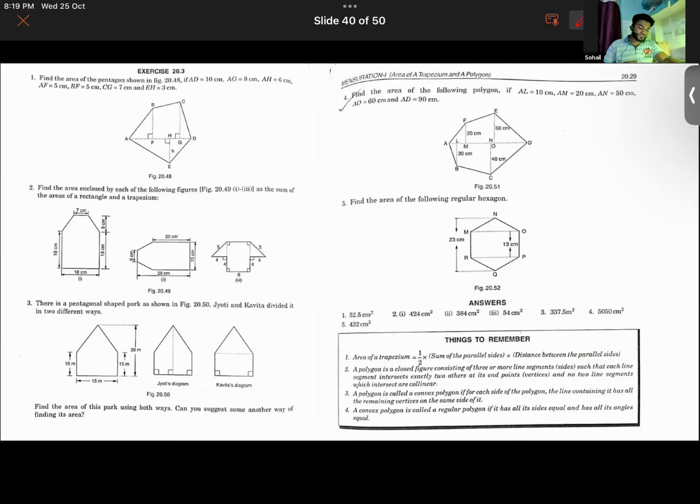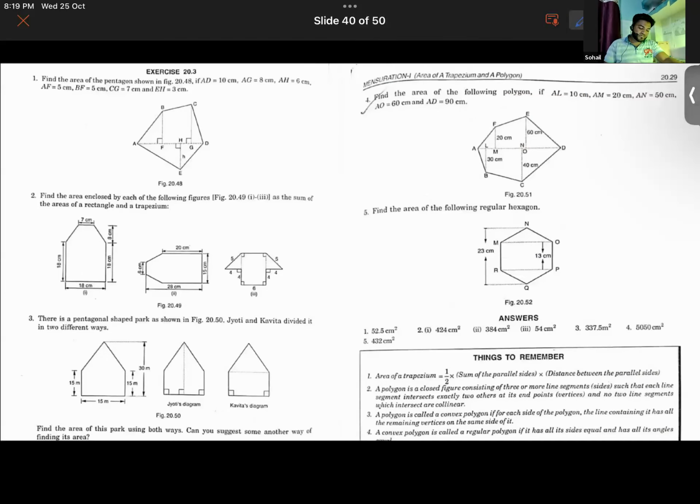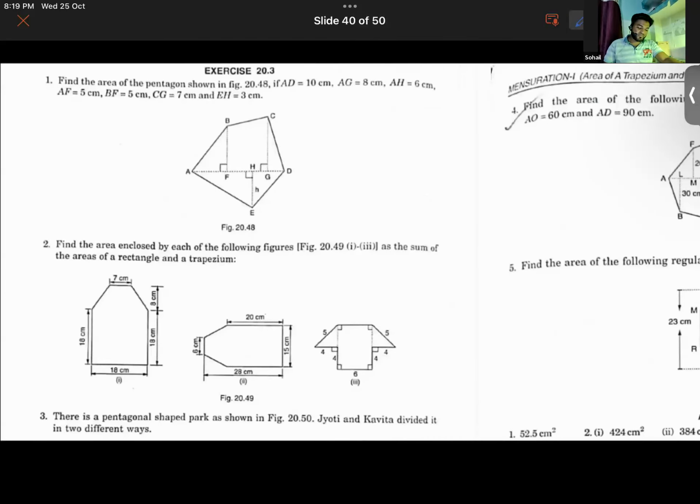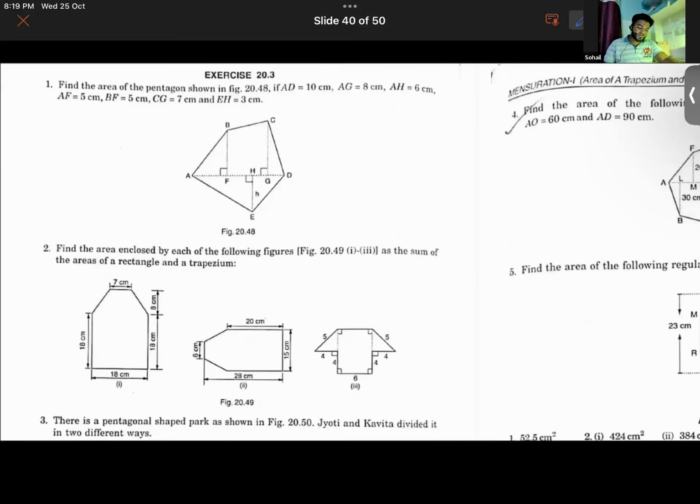So now we come to exercise 20.3. Here also some constructions have been done in the question and we need to find the value of it. The construction is already done. Don't take too much time and try to solve it in a minute or two. Who would like to solve the first one, and who would like to take the second one? I will take the second one. Okay, Arham. Arhan, do the first one.